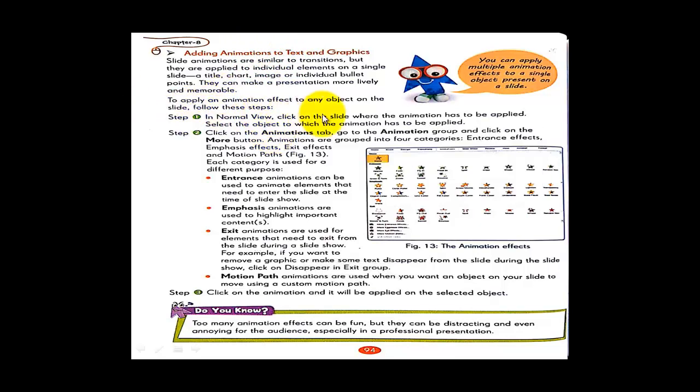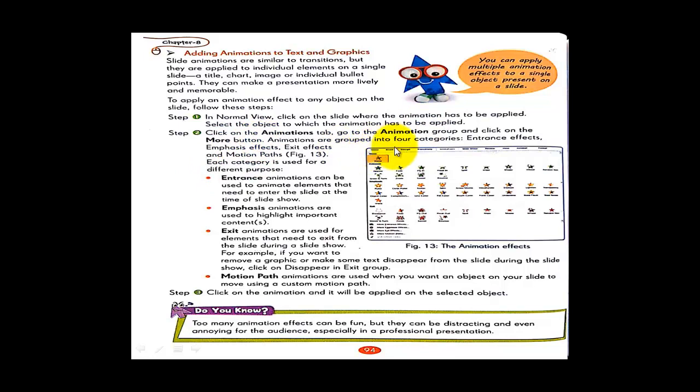Now to apply an animation effect to any object on the slide, follow these steps. In Normal view, click on the slide where the animation has to be applied. Select the object to which the animation has to be applied. Step number 2: click on the Animation tab. Go to the Animation group. After going to the Animation tab, go to the Animation group and click on the More button.